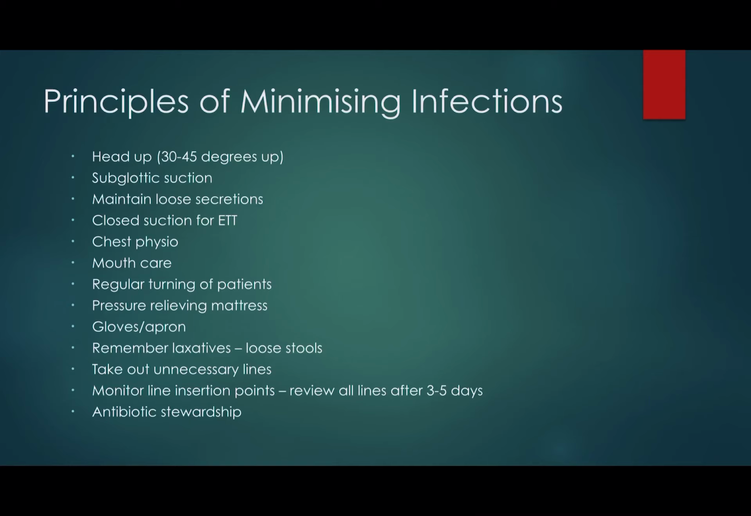Having closed suction for endotracheal tubes is really important. What this means is that you've got a suction catheter that's built into the angle piece of the endotracheal tube connection. And by doing so, you can just continuously suction without having to open the circuit to air, and therefore risk microbes and other things coming into the endotracheal tube.